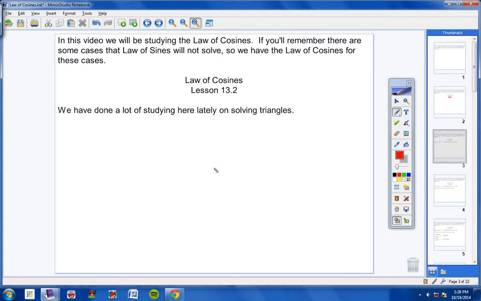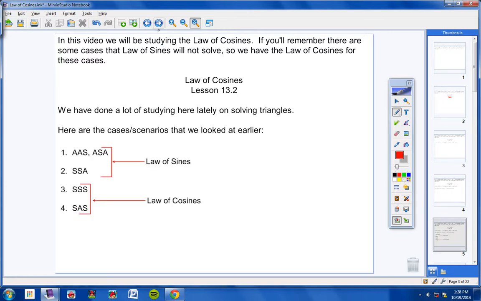We have done a lot of studying here lately on solving triangles, okay? Here are the cases or scenarios, whatever you want to call them, that we looked at earlier in a past video. Remember these 5 cases, okay? Well, I say 5, there's 4 numbers, but there's 2 right here. Now, angle, angle, side, angle, side, angle, these can all be solved by using law of sines.